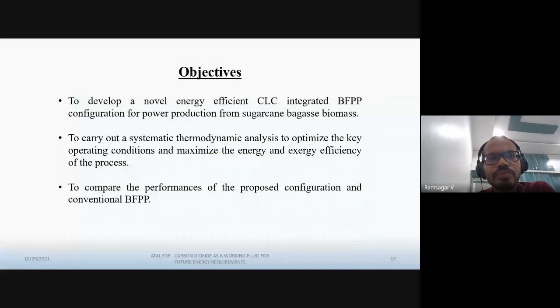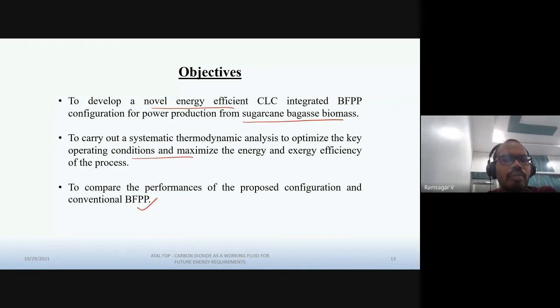So here our objectives are to develop a novel energy-efficient CLC integrated BFE configuration for power production from sugarcane bagasse biomass. So this is the biomass we have considered, and we did some thermodynamic analysis to optimize the key operating conditions and improve the energy and exergy efficiency of the process. The performance was also compared with the conventional biomass plant, and we concluded the merits of each configuration.